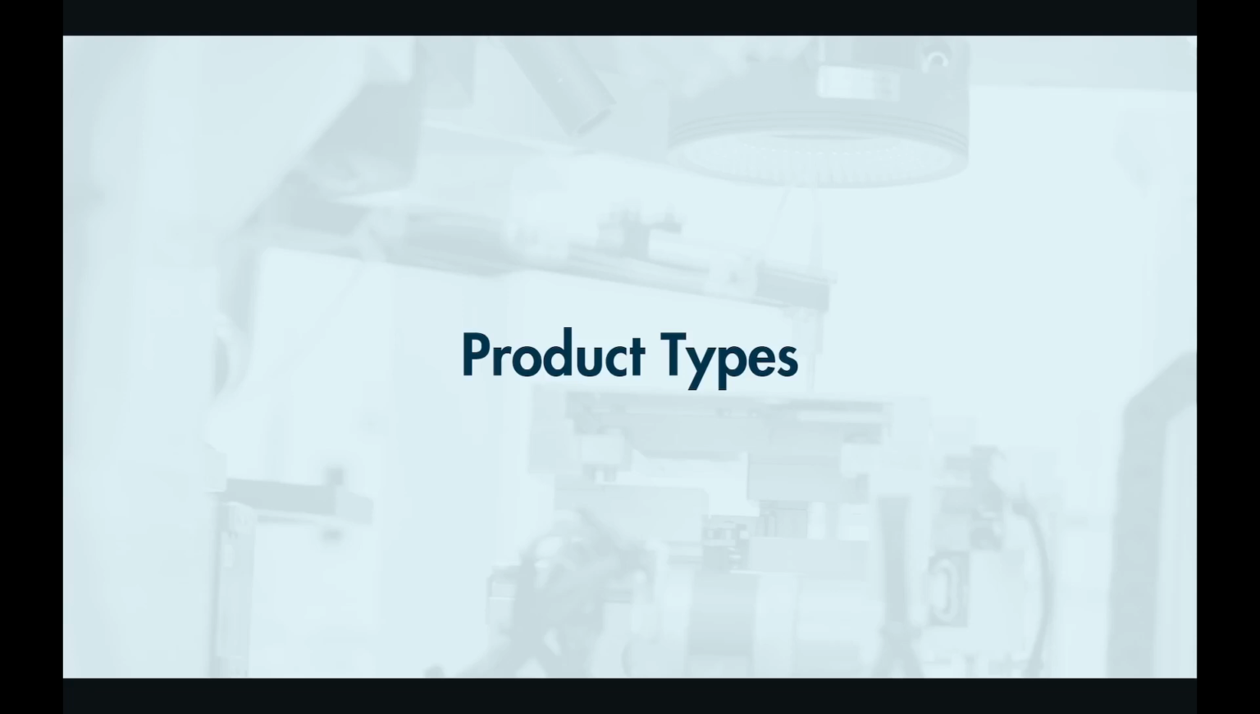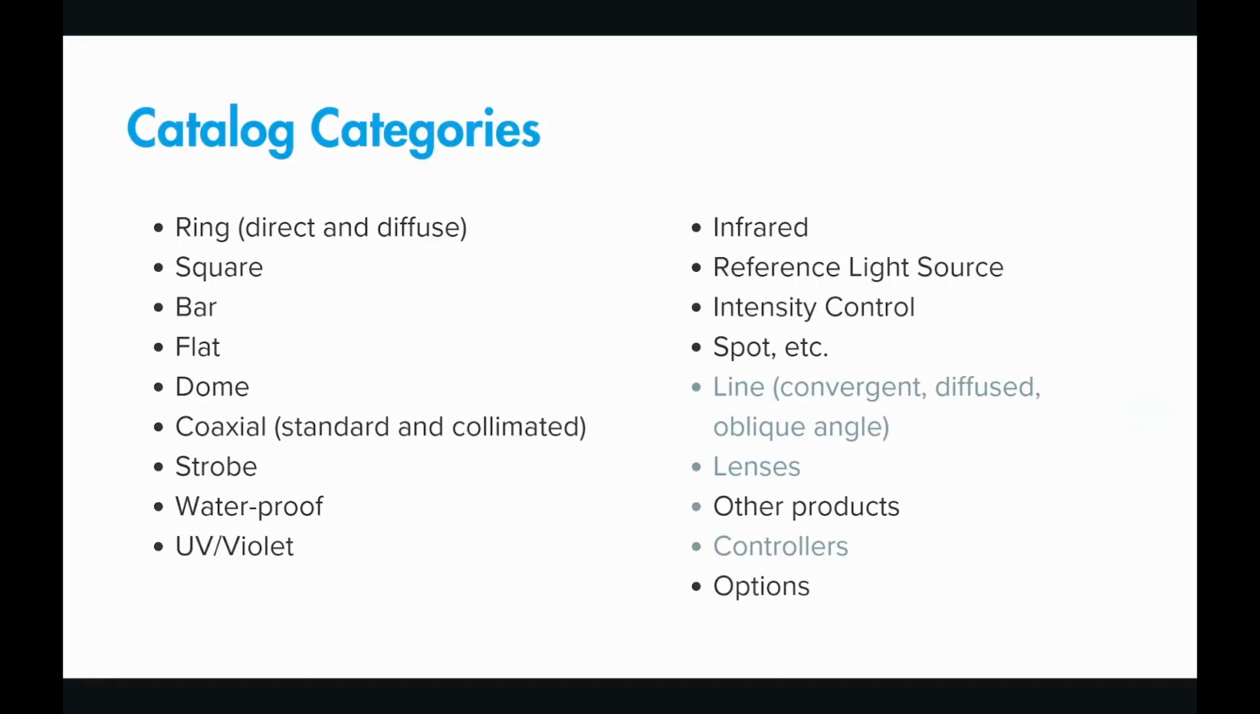Now getting on to the product types. The catalog is broken down into categories. There's ring, square, bar, flat, dome, etc. I'm going to be talking about everything up until spotlight, and then other products and options. So these other categories will be in future webinars.